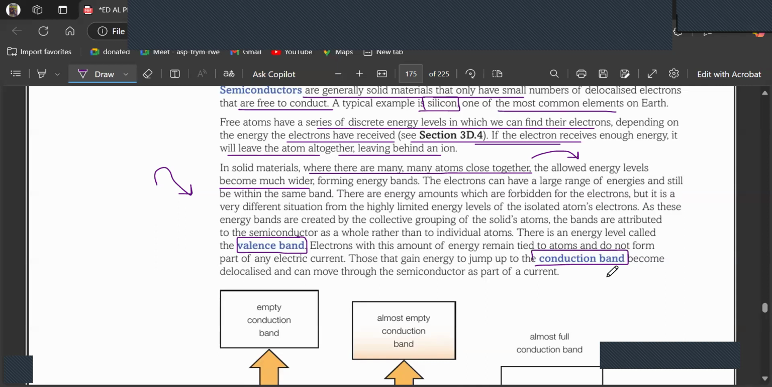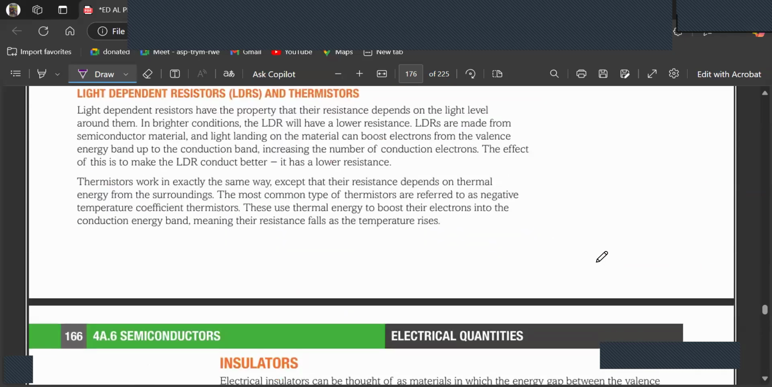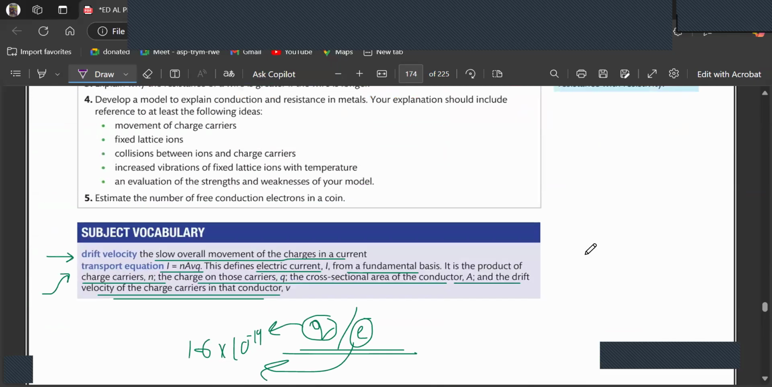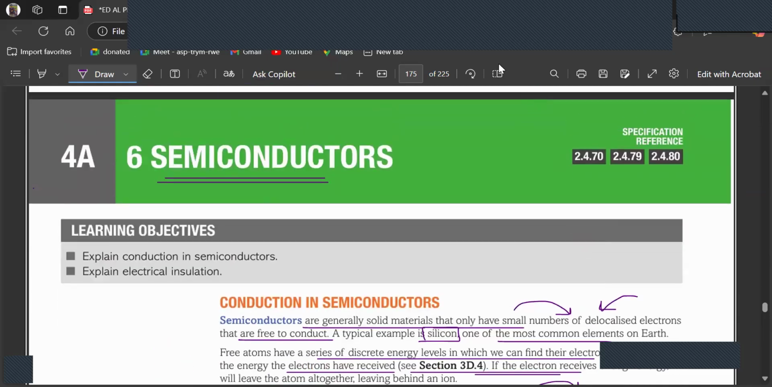So how will you describe conduction and how will you compare conductors? If I have to compare conductors with semiconductors, what's the difference between the two? Semiconductors only have a small number of delocalized electrons that are free to conduct, while a conductor has all delocalized electrons, so the electrons can move past much more easily and freely. So they're much easier to conduct, while semiconductors are not.